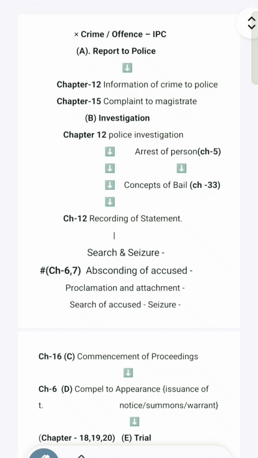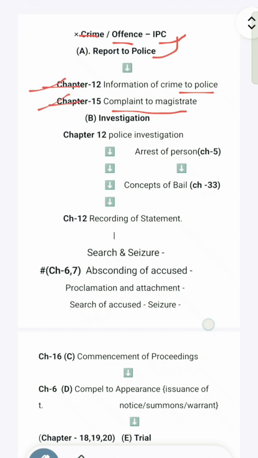First of all, a crime or offense is committed, which is defined under the Indian Penal Code, IPC. If a crime or offense is committed anywhere, somehow it is reported to the police. In section A, which is reported to police, we will talk about chapter 12 and chapter 15. Chapter 12 applies if the crime is reported to police, and chapter 15 applies if the crime is complained to a magistrate. So we have to read chapter 12 and chapter 15 together.